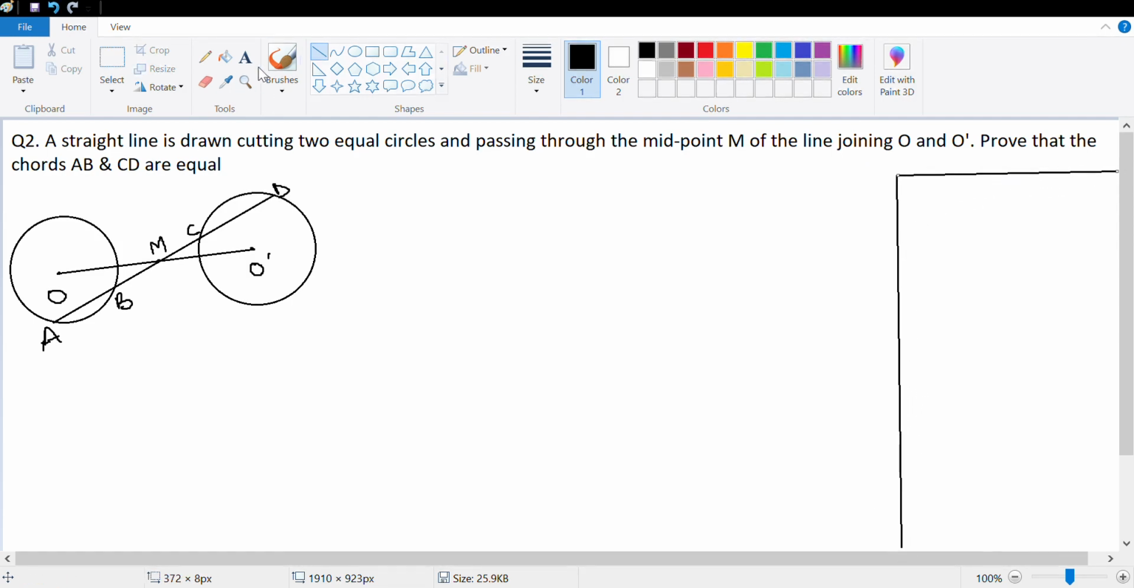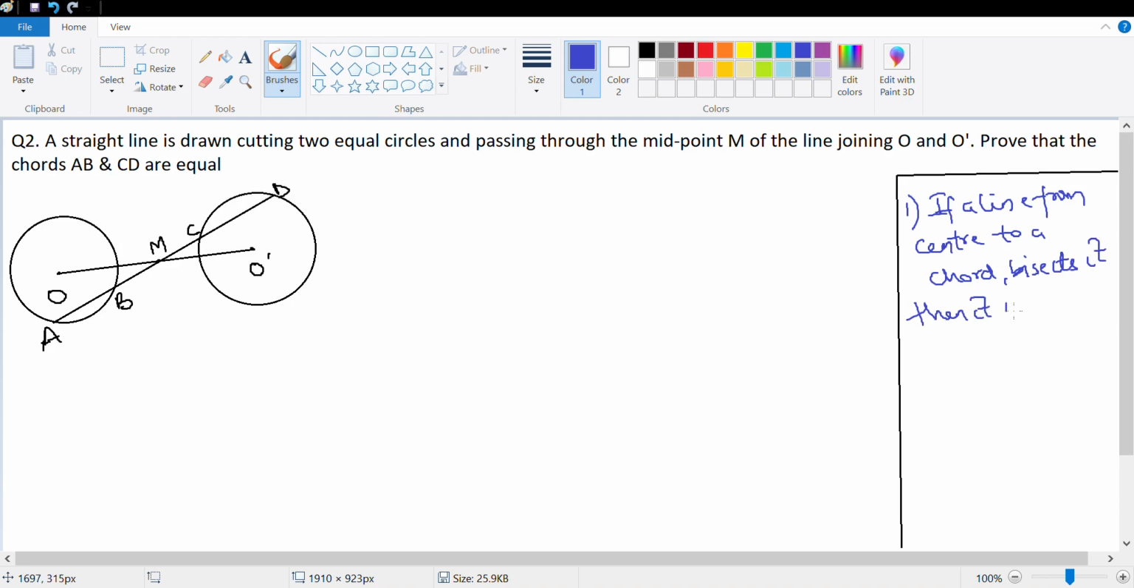So the first one said in case you have a line from the center of the circle which bisects a chord, then this line is perpendicular to the chord. So if a line from center to a chord bisects it, then it is perpendicular to the chord. So this was the first one.